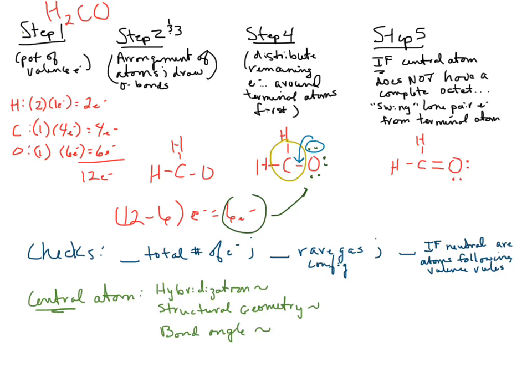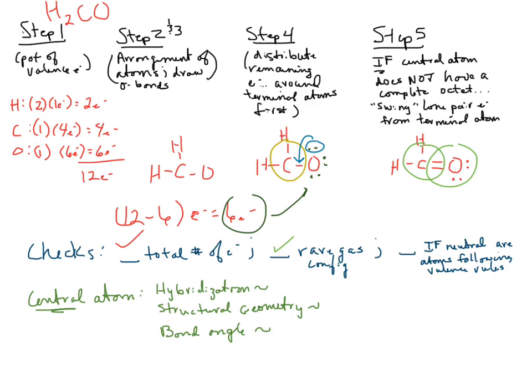Let's do our checks. Hopefully, if we count the number of electrons in our final Lewis structure, it is 12. Okay, 2, 4, 6, 8, 10, 12. Looks good to me. Each of the atoms does have a rare gas configuration. The carbon and the oxygen atom are sharing 4 electrons. That works for both of them. They each have a complete octet.